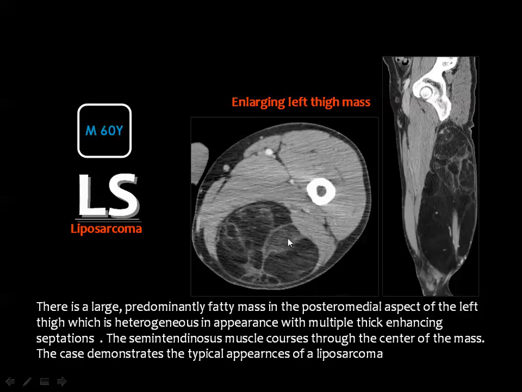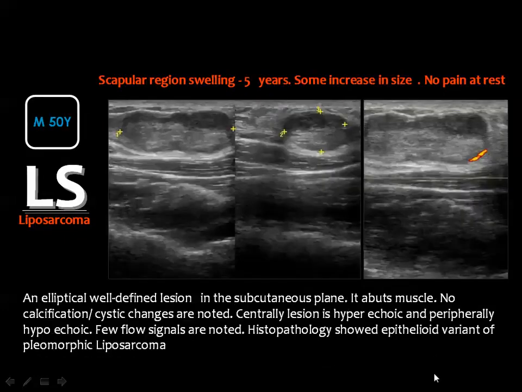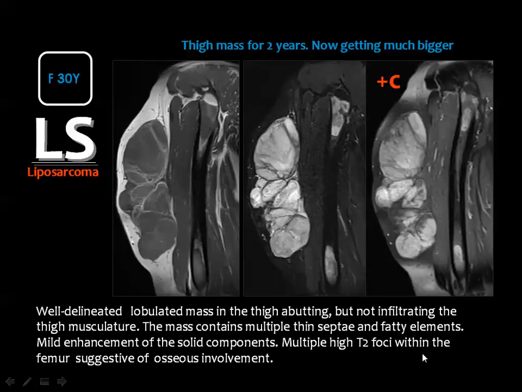And this is a liposarcoma in the back of the thigh. There is a fatty mass with internal septations and a good amount of soft tissue within the lesion. You should remember that simple lipoma does not contain vascularity. Simple lipoma is usually echogenic. If you see mixed echogenicity, hypo and hyper, and some vascularity on Doppler imaging, then you should think of liposarcoma.